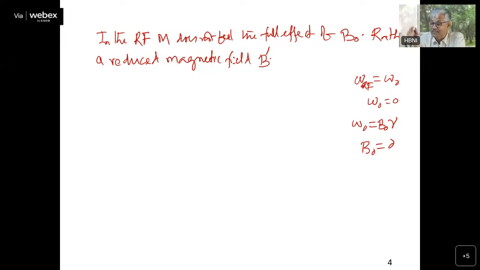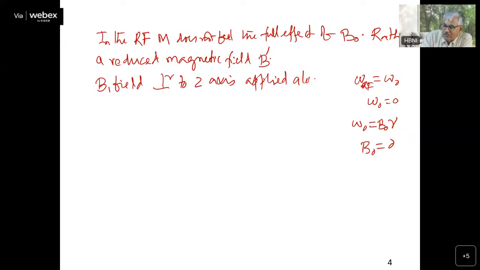Okay, so now what is the only field? You see, now you have the B1 field, which is perpendicular to the Z axis because it is applied along the X prime axis. So now the only effective field here is the B1 field. Okay. So what will happen now?